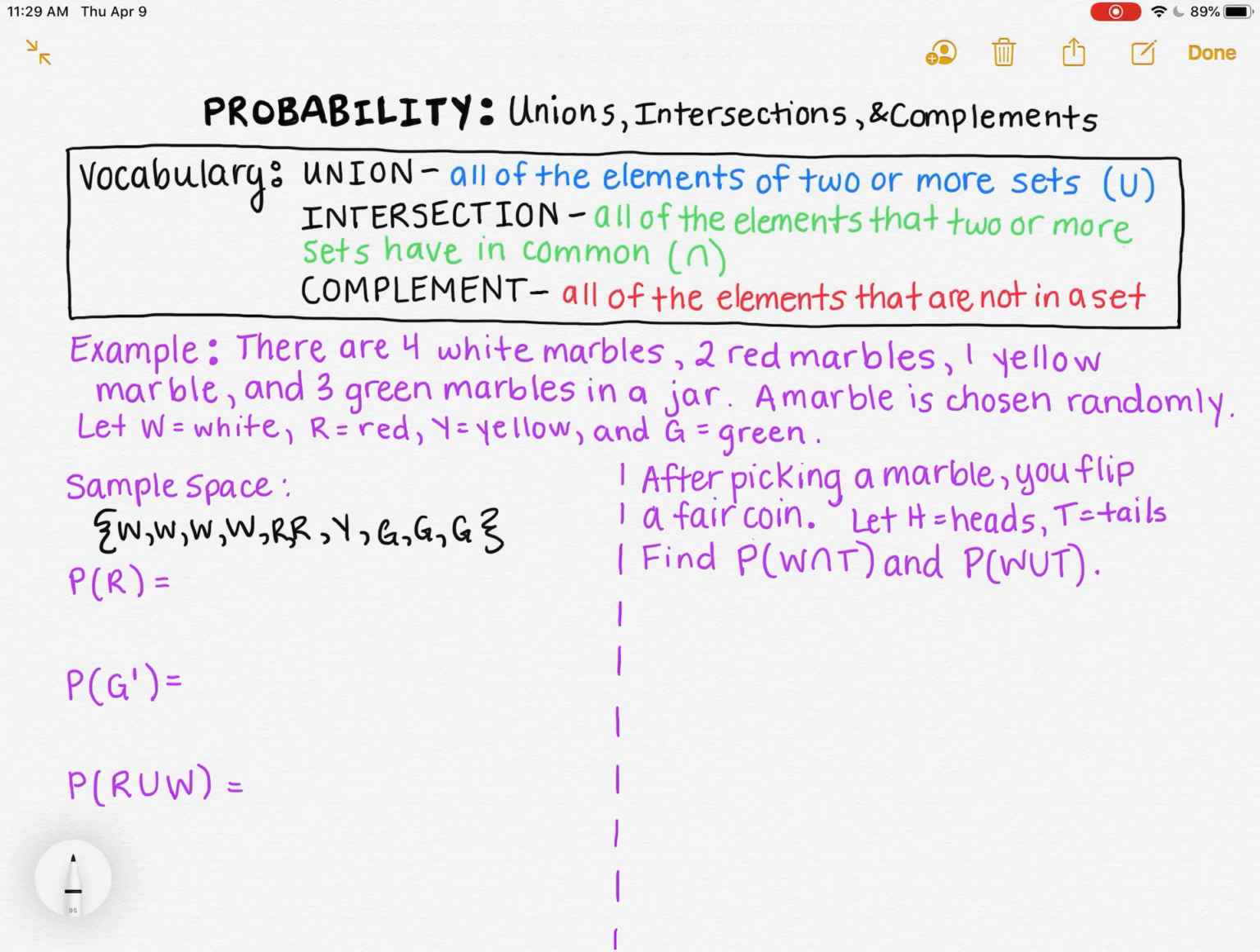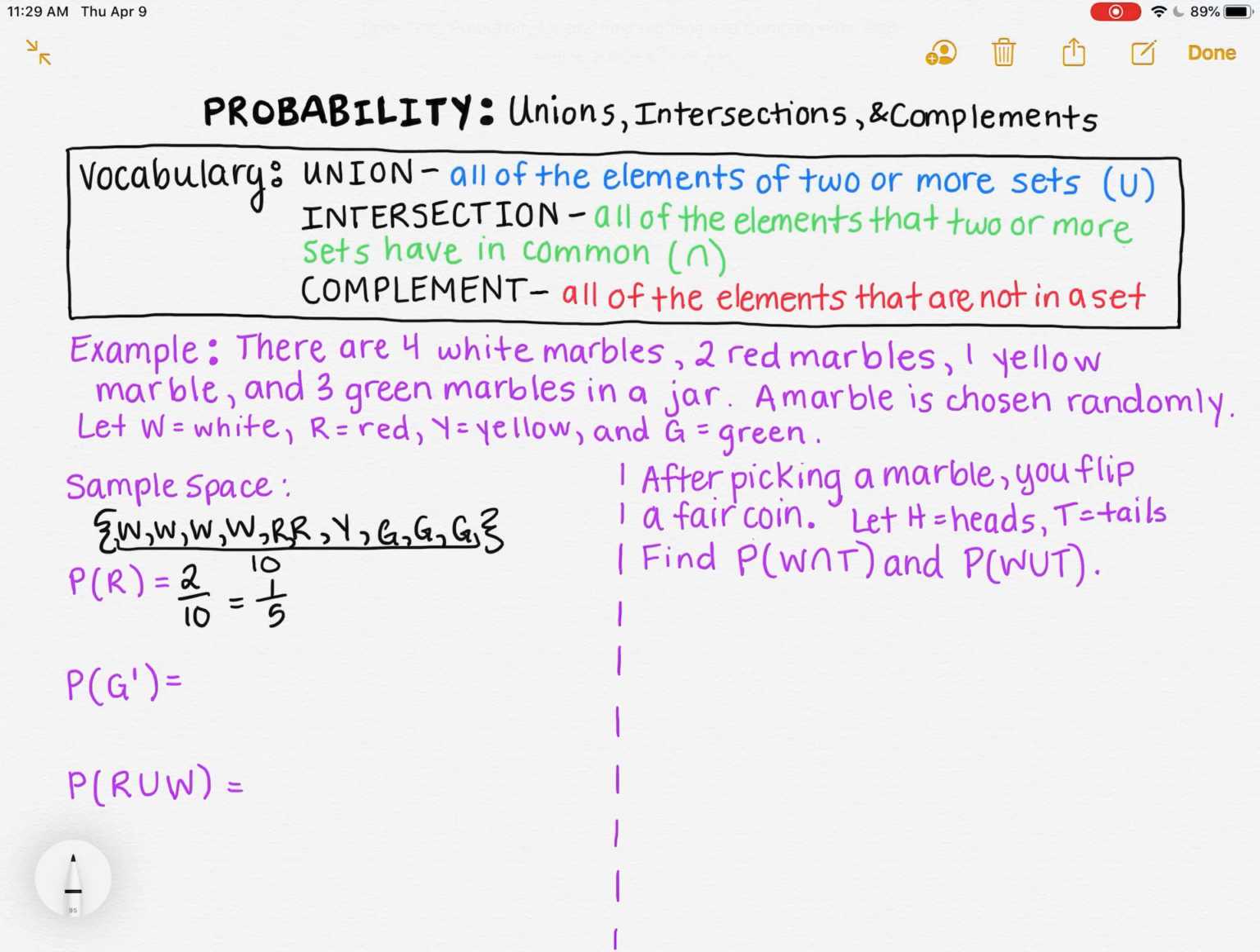So the first question asks to find P parentheses R. That's what the notation is, but as we know, that's telling us to find the probability of picking a red marble. So first, I need to think about how many total marbles I have to pick from, and if you count them up, you'll see that there's 10 marbles total. So my denominator is going to be 10, and then in my jar, I have 2 red marbles. So there's 2 different ways I could pick a red marble. And I can simplify this to 1 over 5. So my probability of picking a red marble is 1/5.